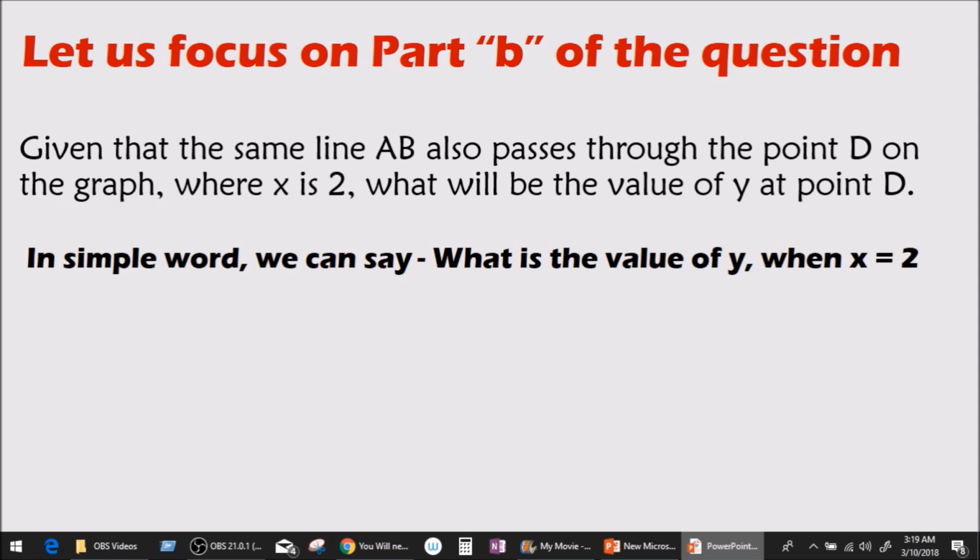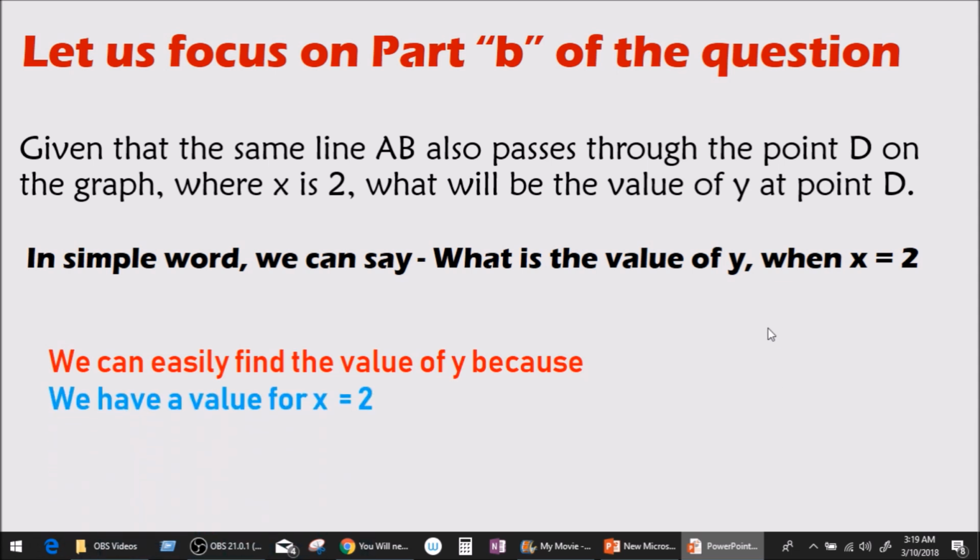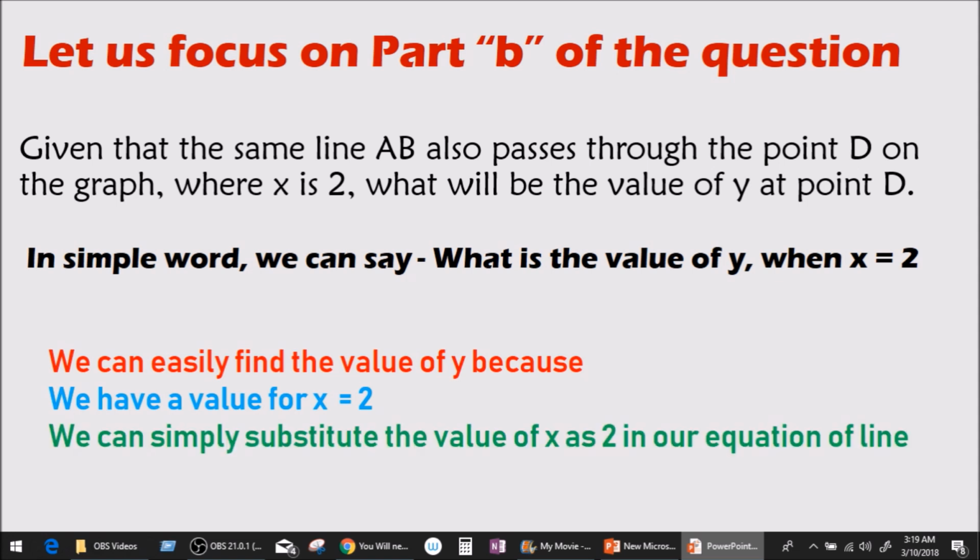Now let us focus on part B of the question. Part B says that the same line AB also passes through the point D on the graph where x is 2. So what will be the value of y at point D? In simple words, the question is asking you to find the value of y when x is equal to 2. We can easily find it because we already have a value for x, which is 2. How does that help? We can simply substitute the value of x as 2 in our equation of line and find our value of y when x is equal to 2.